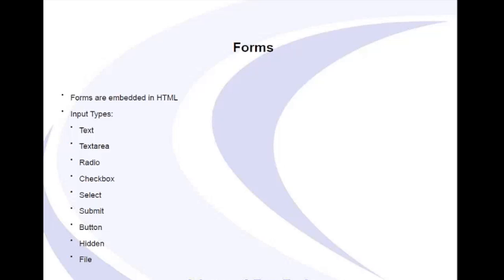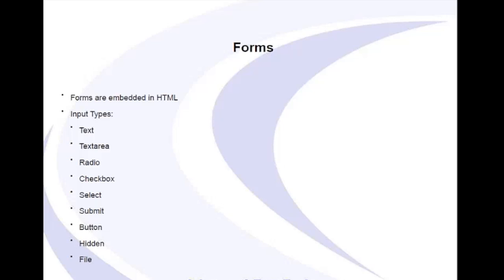Radio button, these are little round ones you've seen. You only select one of a group. Check boxes, the ones where they're square and you can select multiple. Select, or it's not actually a select button, it's a drop-down list. The submit button is a button you press to submit a form. A button type is purely a button that doesn't submit the form, but you can have it do something else.